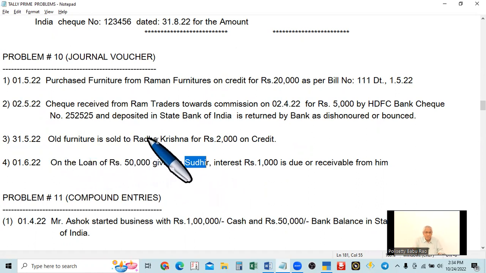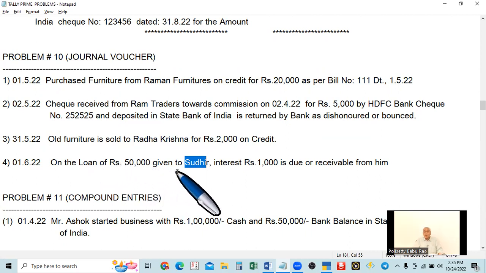Old furniture is sold to Radhakrishna. Radhakrishna account is debited. So his personal account will be debited. That is called a debtor when any goods or any asset is sold to a person, he is called a debtor. In the other cases, he is not called a debtor. What is he here? How is he payable to us? He is actually a borrower.